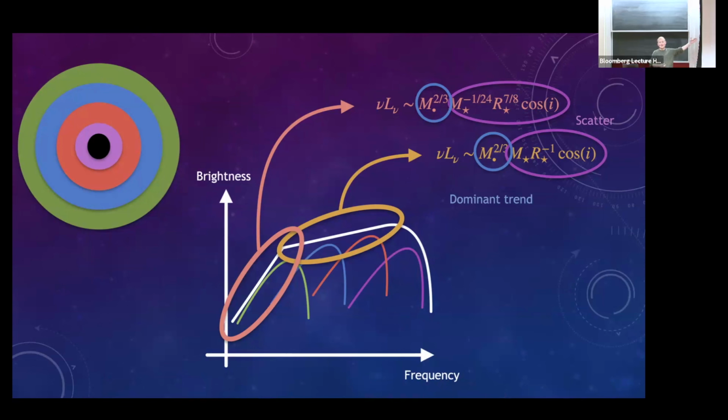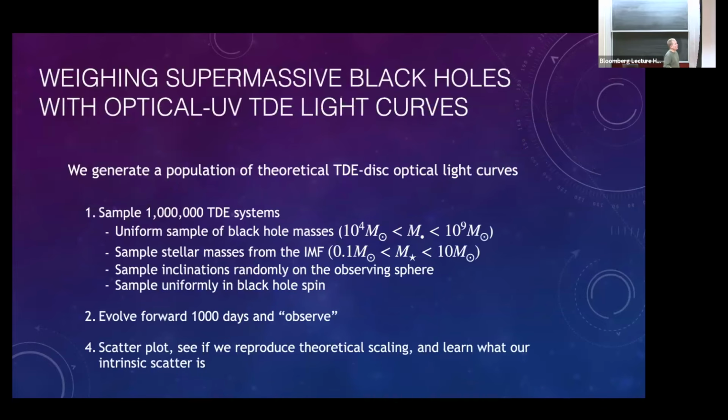Now, you want to understand this scatter for the exact point you raised, which is I have a large parameter space and I'm trying to just relate it to one number. So you do that by just sampling 1 million TDE systems. Theoretically, you do this for a uniform grid in black hole mass. For each black hole, I throw stars at them. I ask, could they be disrupted?